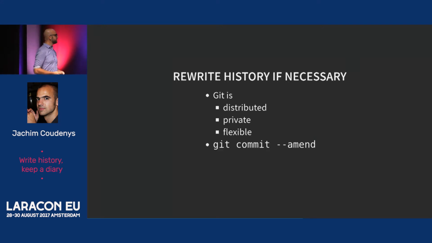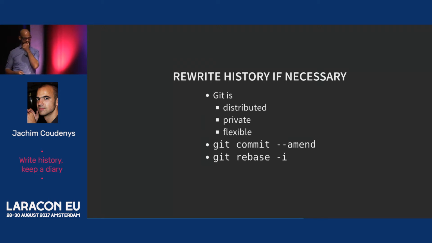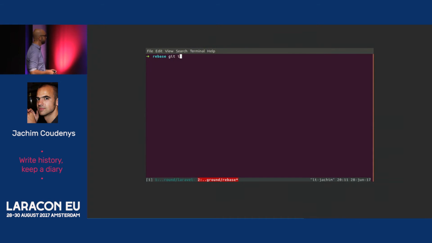The easiest way is git commit --amend, which just allows you to amend the previous commit, which is nice if you do git commit and the moment you hit save, you see that there was a typo in the commit message. Then you can do git commit --amend and you can change it. But for the real work, you have git rebase interactive. So I have a small demo here.